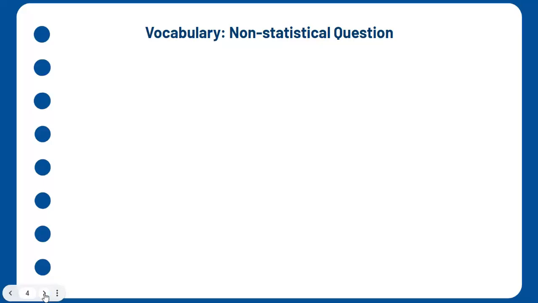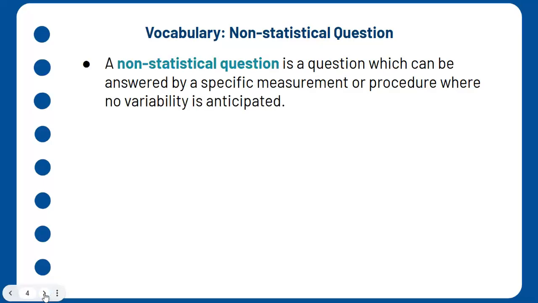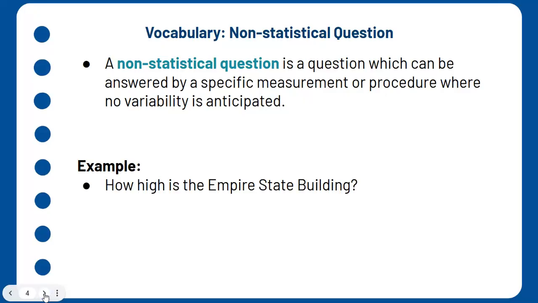Now let's look at non-statistical questions. A non-statistical question is a question which could be answered by a specific measurement or procedure where no variability is anticipated. Let's look at some examples. The first one, how high is the Empire State Building? There's only going to probably be one answer, so there's no variability there.